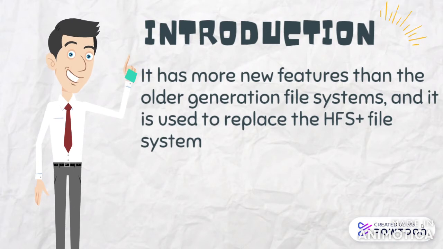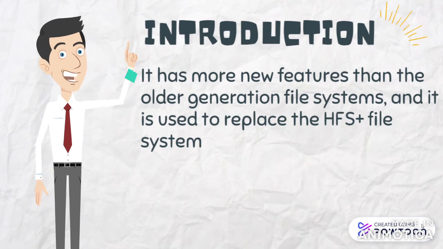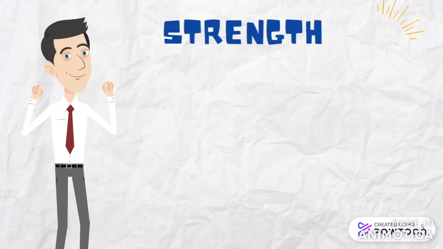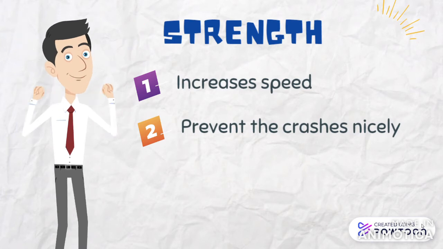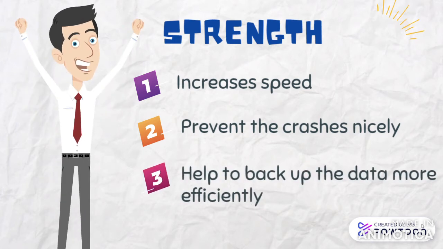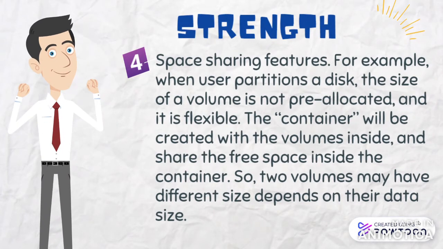It has more new features than the older generation file system, and it is used to replace the HFS Plus file system. The first strength of APFS is it can increase speed. Secondly, the APFS file system can prevent the crash nicely. Next, it also can help to back up the data more efficiently. Lastly, it can do very well in saving the space because of its space sharing features.